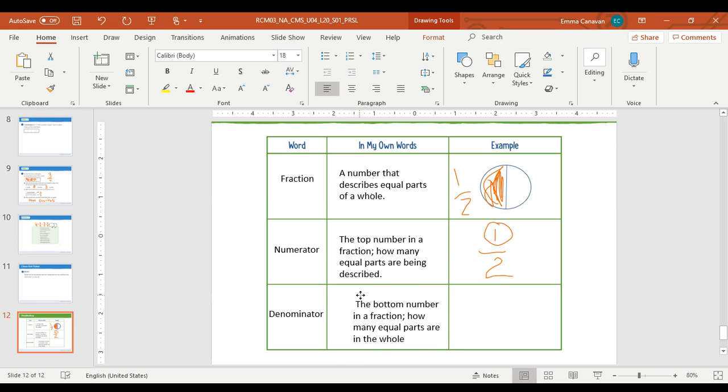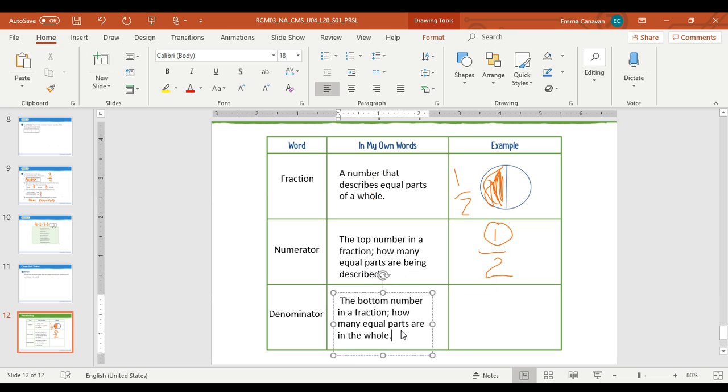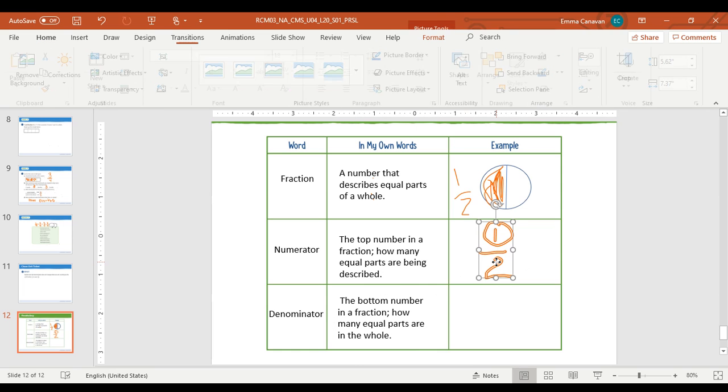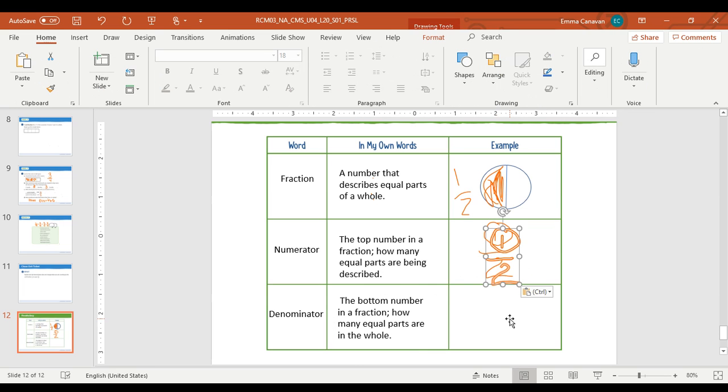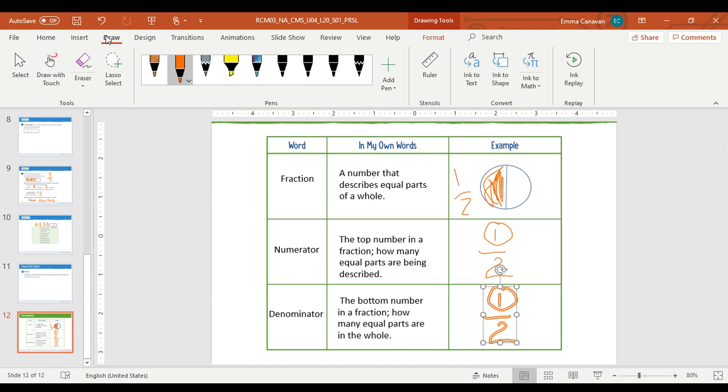Okay, and I'm just going to use the example here and move it down, except I don't want to circle the top because I don't want to get confused. Again, we know the top number we circled because that was our numerator, but in this case, we're going to circle the bottom number because that is our denominator, which shows how many pieces are in the whole. 1, 2.